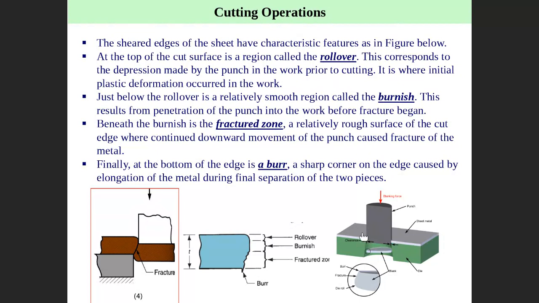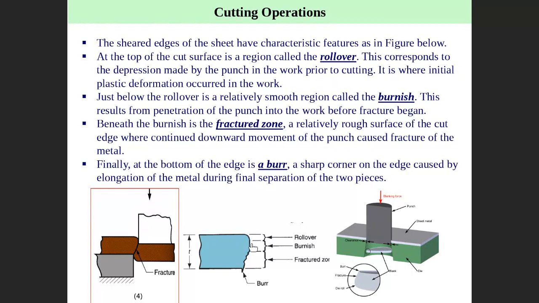Right. So when you look at this edge, there are two edges. One edge is here, and the remaining part is this one here. You can see there are several zones. Here we call it rollover. This one we call burnish. This one we call the fracture zone. This is a burr. Rollover is a permanent deformation. Initially, when the punch starts the process, permanent deformation happens. So this is what we call rollover.